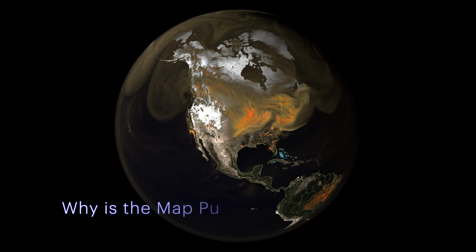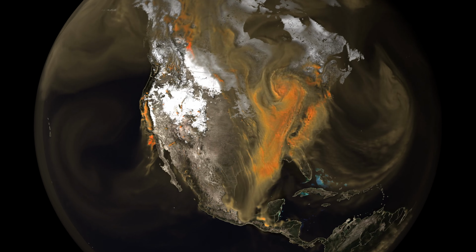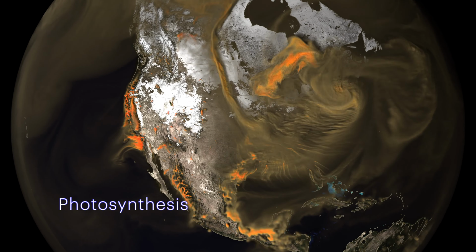There are two primary reasons for the pulsing. First, fires have a clear day-night cycle. They typically flare up during the day and die down at night. Second, you're seeing the absorption and release of carbon dioxide as trees and plants photosynthesize.